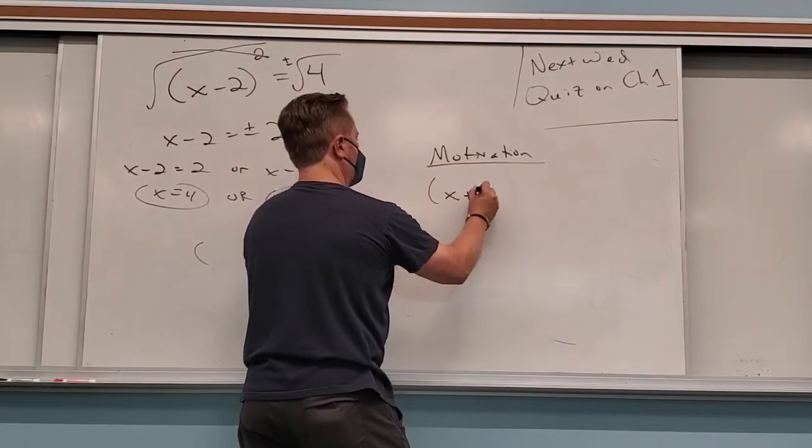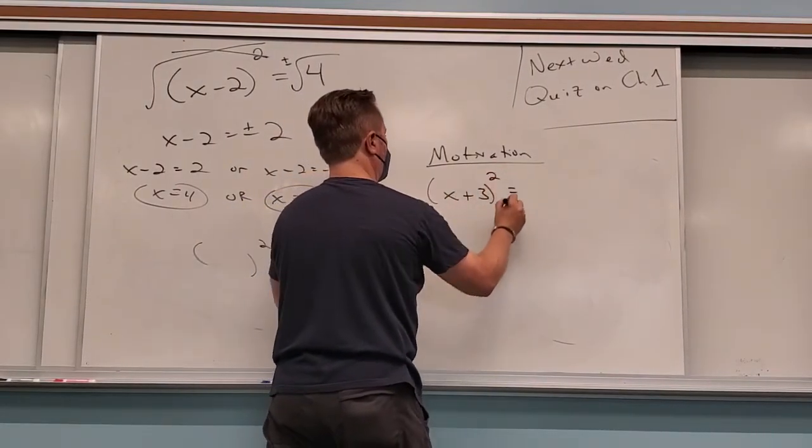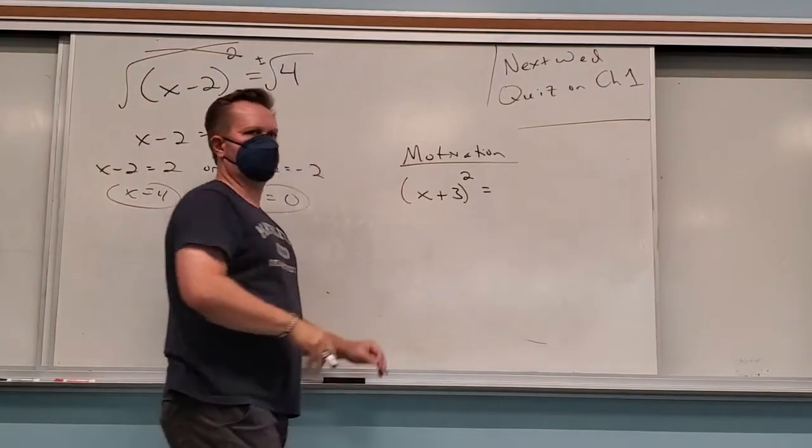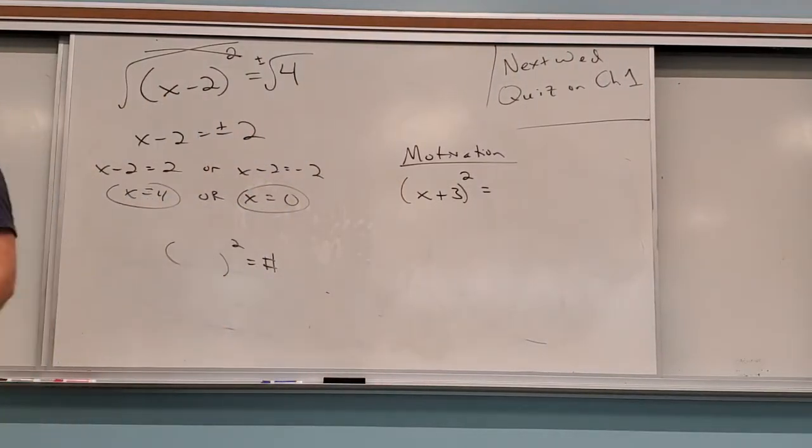Help me out. What is x plus 3 squared? It's not x squared plus 9, so don't tell me that. How do you do x plus 3 squared? X plus 3 times x plus 3. I love it. So what do you get? X squared plus 6x plus 9.